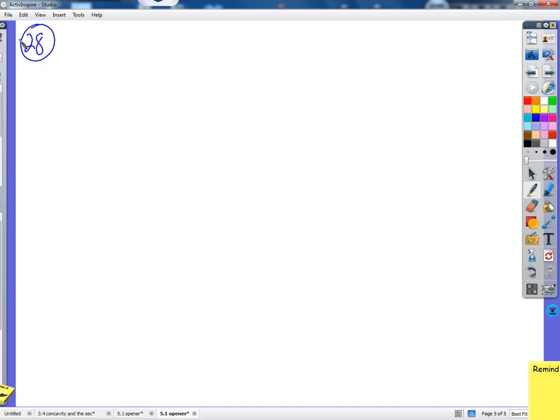I'm gonna do at least one more here, to simplify this expression. Meaning we'd like to have things each with their own exponents, not in parentheses, and not have negative exponents. That would be nice too.